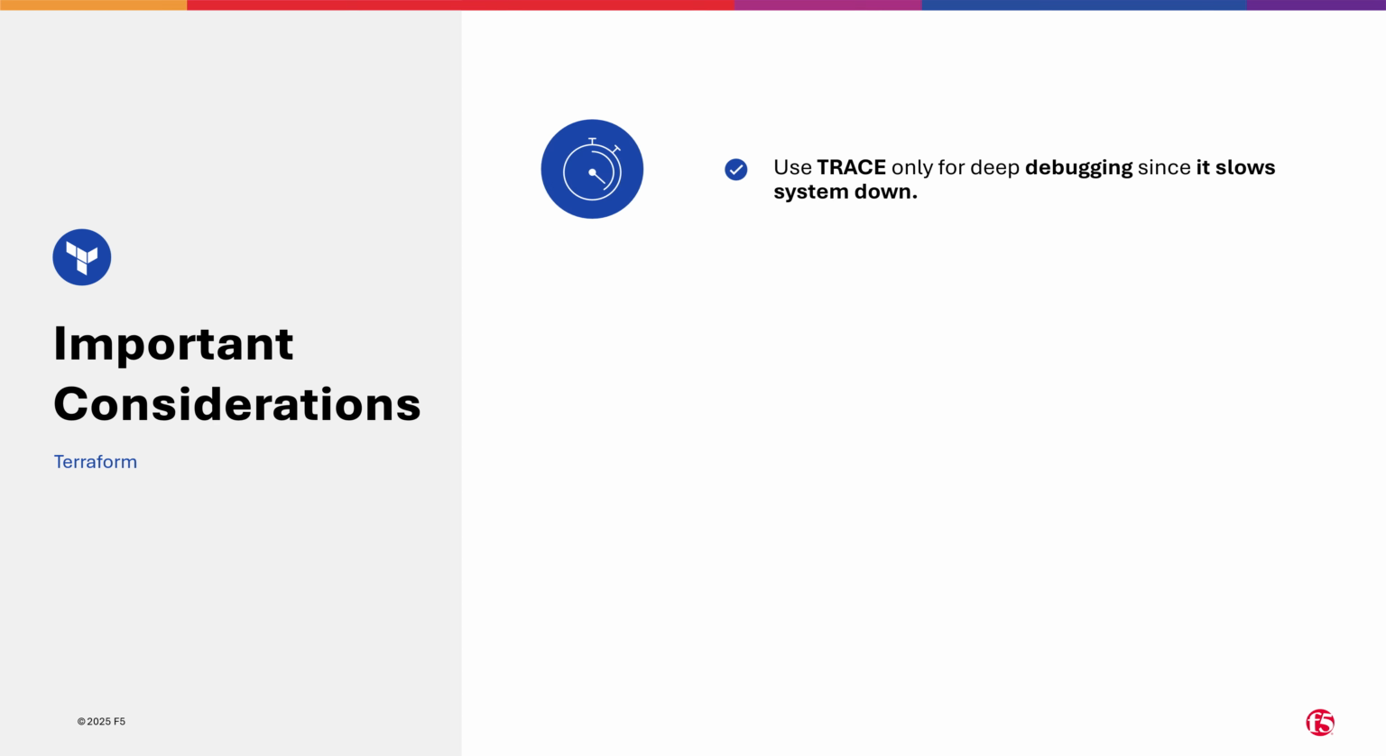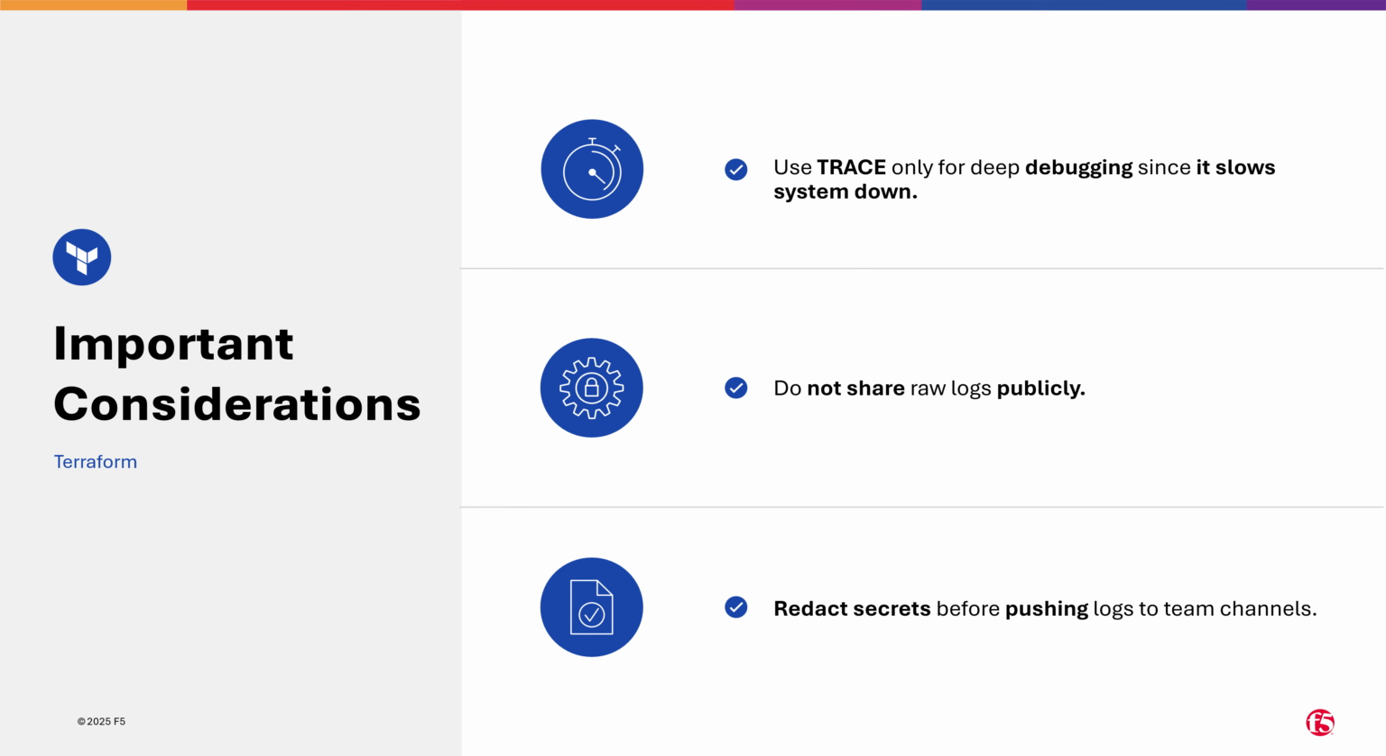Use trace only when you need deep debugging. It slows things down and can create very large files. Logs may include cloud credentials, F5 device IPs, or config data. Never share raw logs publicly, and consider redacting secrets before pushing logs to team channels.